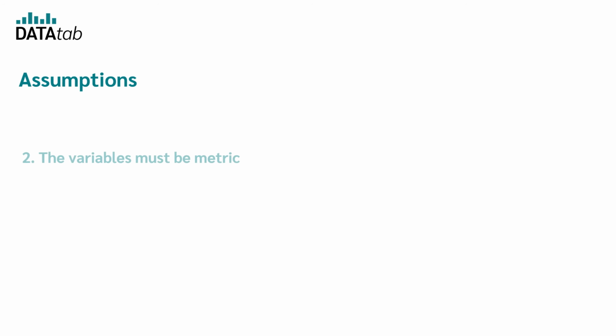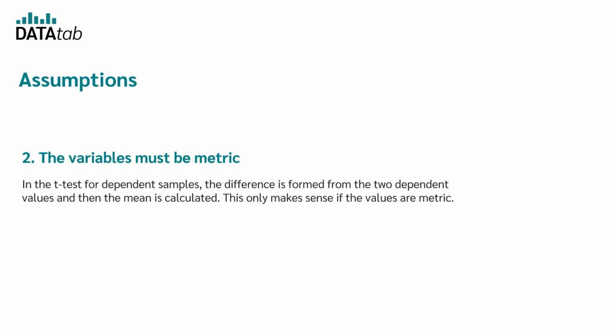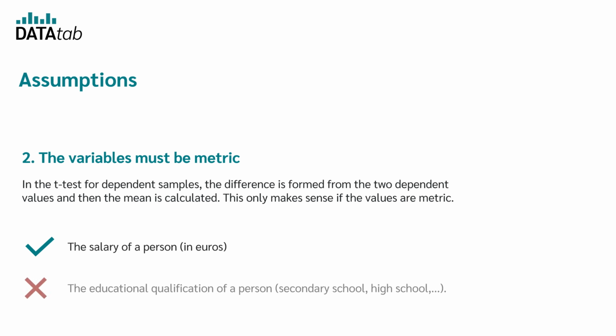Assumption 2 is that the variables must be metric. In the t-test for dependent samples, the difference of the two dependent values is calculated, and then we calculate the mean. Of course, this only makes sense if our values have a metric scale level. A metric variable, for example, is a person's salary. A non-metric variable would be a person's educational attainment.